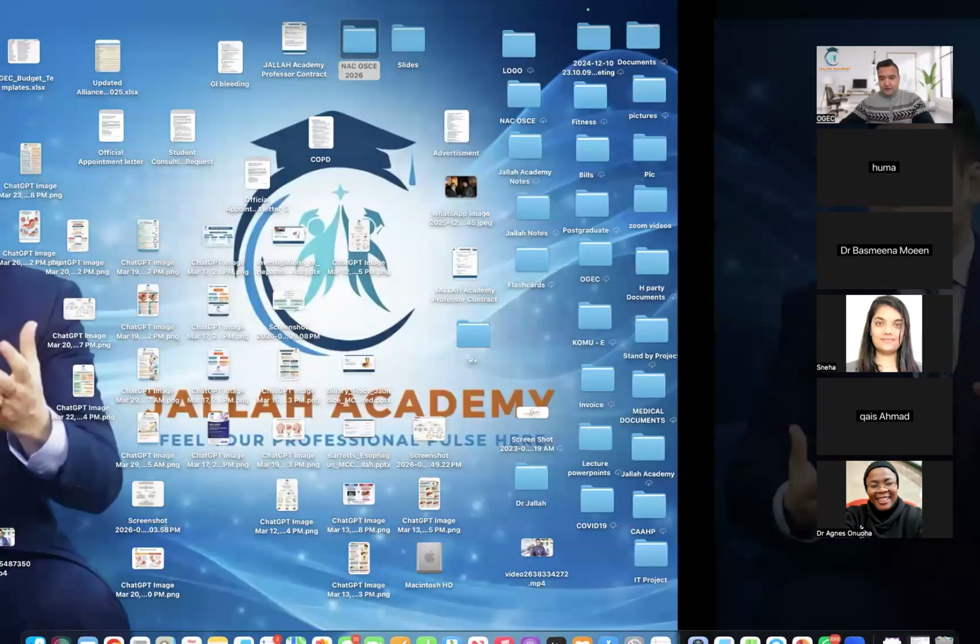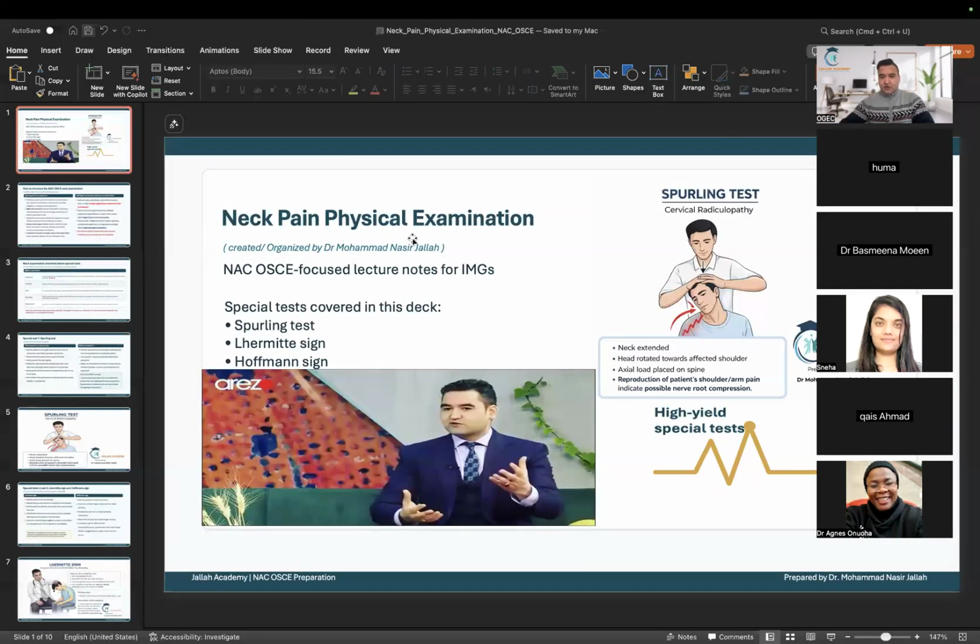Today, we are going to cover two most commonly tested topics in NAC OSCE. One of them is going to be the neck physical examination. And the second one, which is very, very commonly tested, even more than neck examination, is the shoulder. So we're going to start with the neck physical examination, and then we are going to do the shoulder.